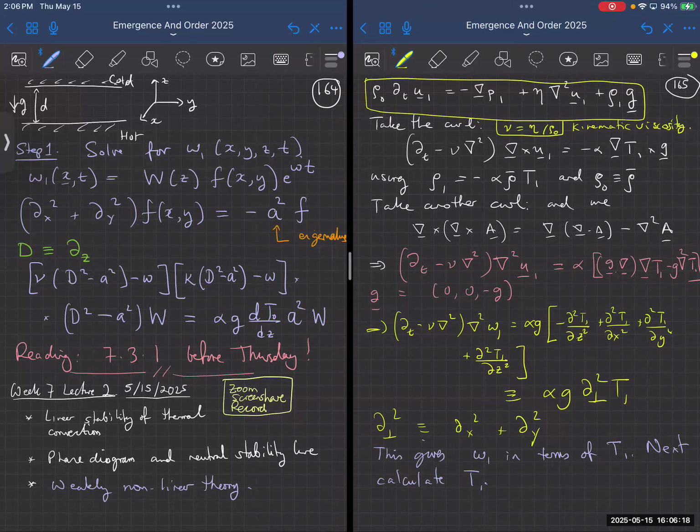And what I've done in taking the curl is I've used the fact that rho 1 is proportional to T1, and rho naught is just rho bar. So that's fine. So that's an equation in terms of the vorticity. So now what we do is we take another curl. Okay, and why do we do that?